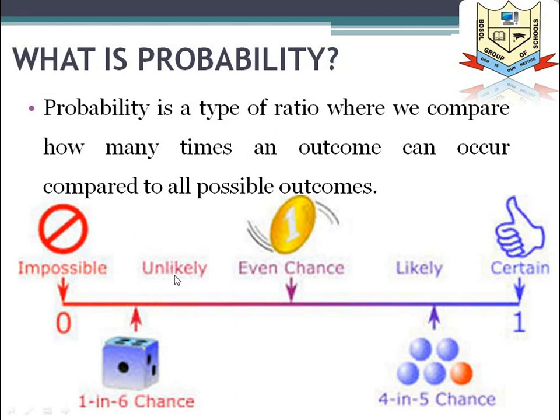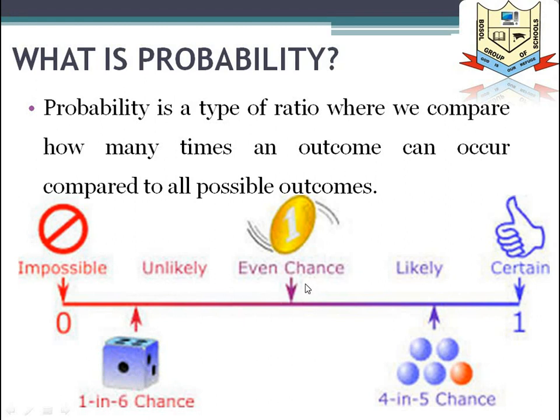Now the next one we have is unlikely. That is, these kinds of events are events that seldom occur. They don't occur regularly. You take for instance the possibility of having a February month with 29 days. You say, oh, that's unlikely. It's just once in 4 years. That is what's unlikely.